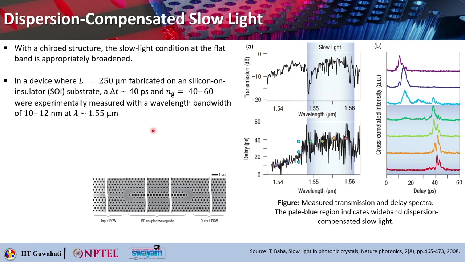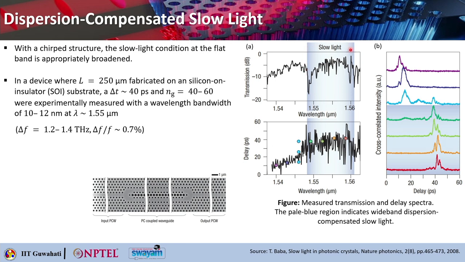So in a device where L equals 250 micron, the length of the device fabricated on a silicon on insulator (SOI) platform, a delay delta T of 40 picosecond and a group index of the order of 40 to 60 could be experimentally measured with a wavelength bandwidth of 10 to 12 nanometer at the telecom wavelength. So your delta F is basically 1.2 to 1.4 terahertz, and the fractional bandwidth, delta F by F, is typically 0.7%.